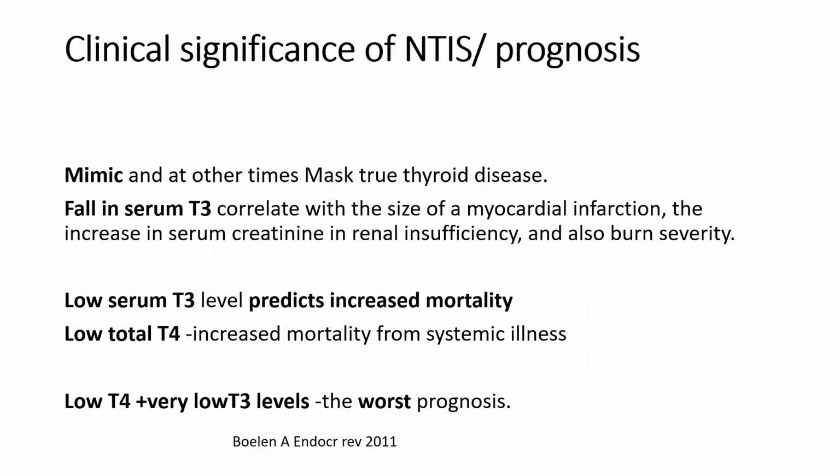What is the clinical significance of this non-thyroid illness? The main clinical entity is that it can suggest the prognosis in critically ill patients. It may mimic other true thyroid status like secondary hypothyroidism. Other than that, the main importance is low T3, low T4. We can predict the mortality in critically ill patients. Falling serum T3 will correlate directly with the quantity of myocardial infarction, the severity of sepsis, the severity of chronic kidney disease like serum creatinine, and also burn severity. It is directly proportional to the critical illness status. How sick is the patient? Falling serum T3 level.